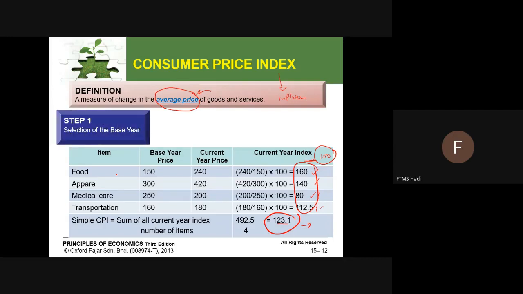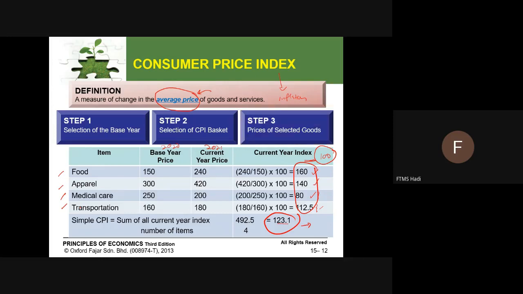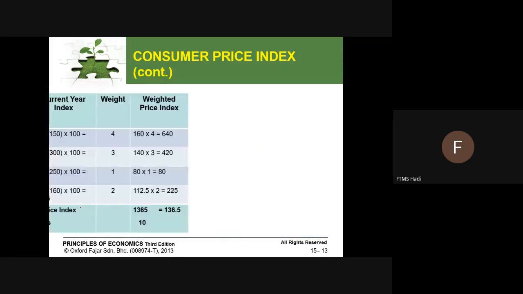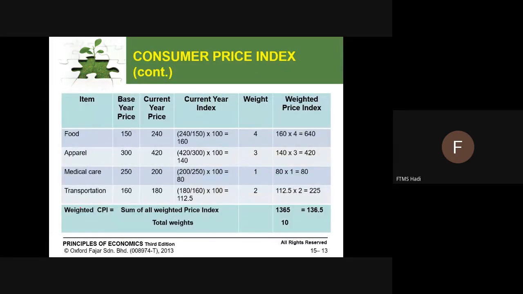Okay, step one, selection of the base year, and then the current year. Let's say this one is 2021 and the base year is usually 2020, the last year. The CPI basket means there are items listed. That one is a simple CPI, but this one uses a weighted price index.